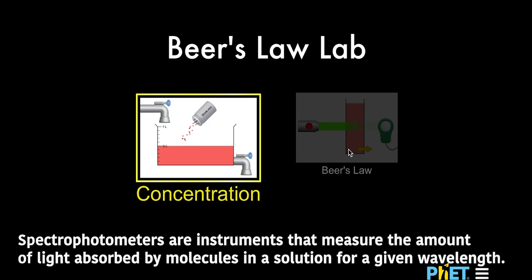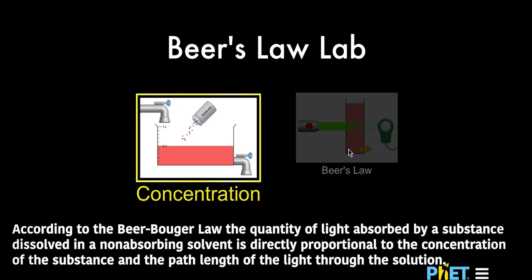And according to the Beer-Lambert law, the quantity of light absorbed by a substance dissolved in a non-absorbing solvent is directly proportional to the concentration of the substance and the path length of the light through the solution.